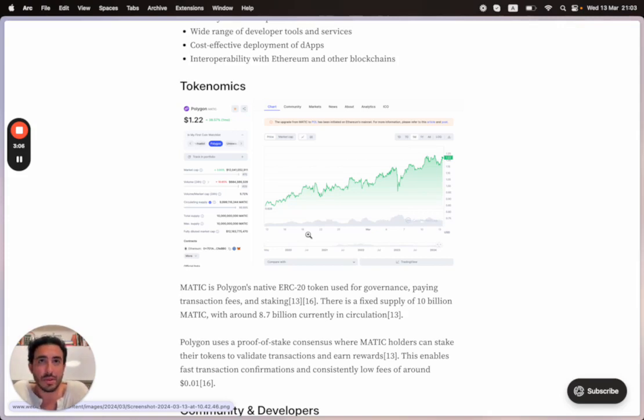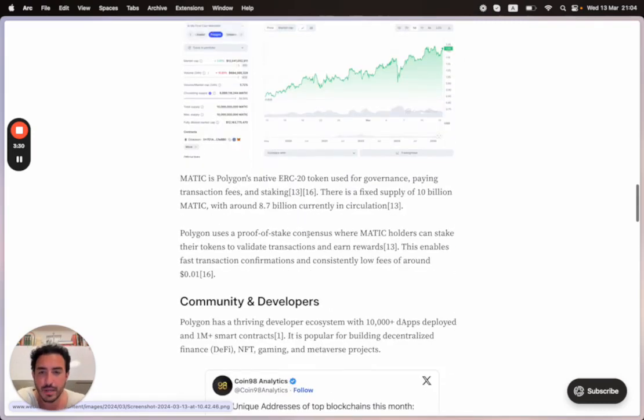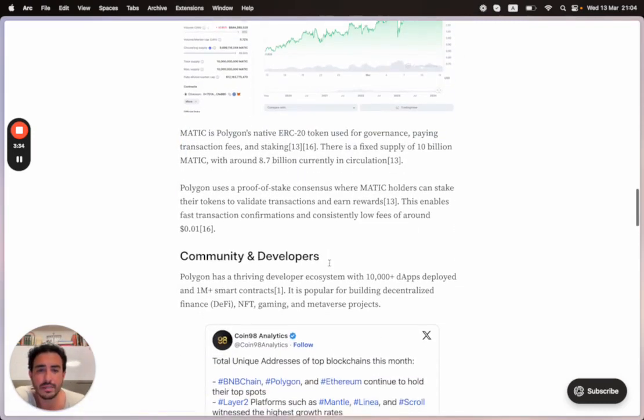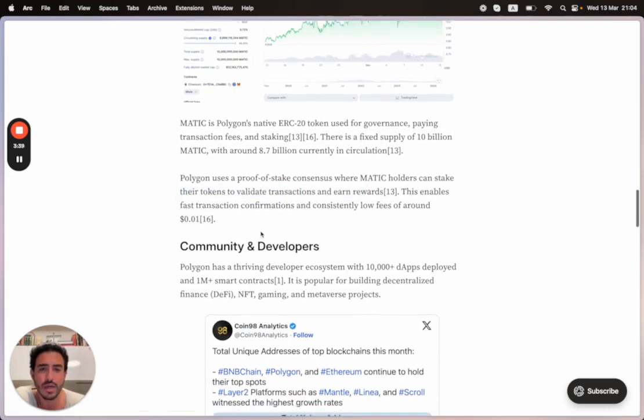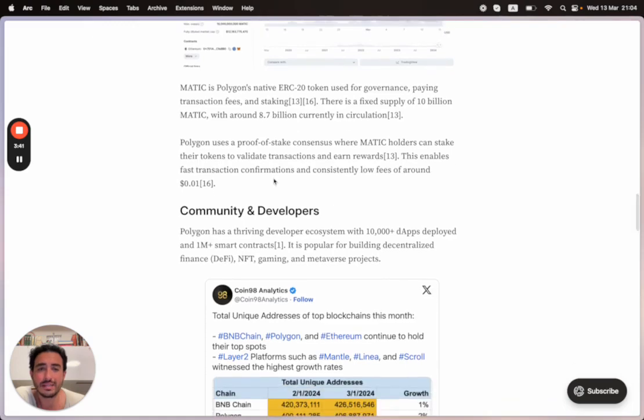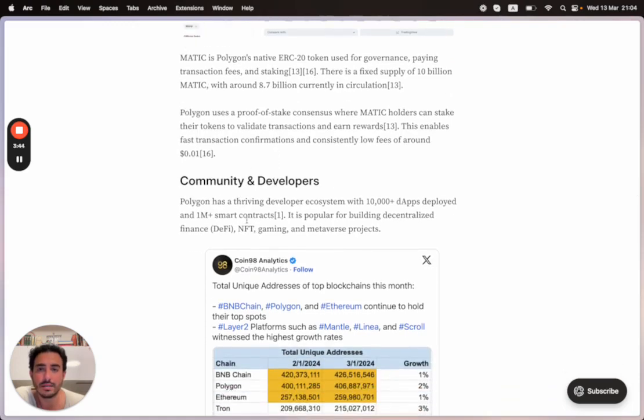And this is the most important thing to look out for when you're using a layer two scaling solution. Obviously there are a bunch of them that came out, like Arbitrum and Optimism, using different infrastructure or architecture on the technical side. But at the end of the day, the mainstream, the retail users, everyone who wants to keep things simple will use the dominant one, or maybe they will use all of them, right? Polygon uses a proof-of-stake consensus mechanism where Matic holders can stake their tokens to validate transactions and earn rewards. This enables fast transaction confirmations and consistently low fees of around 1 cent.